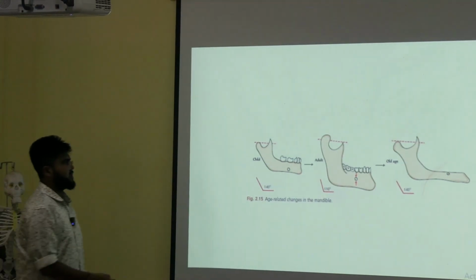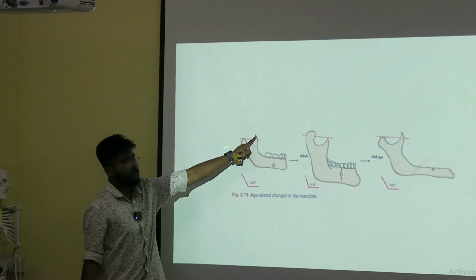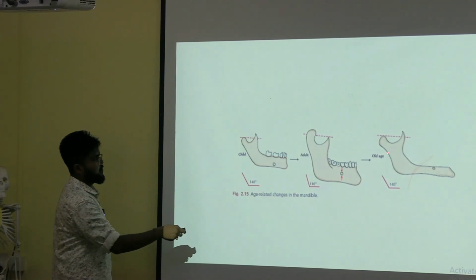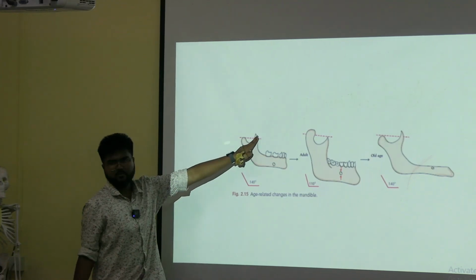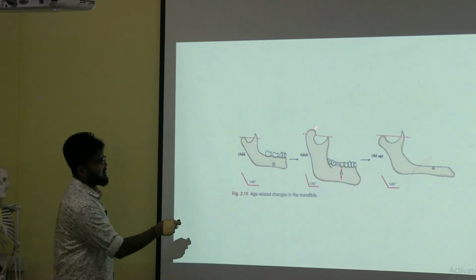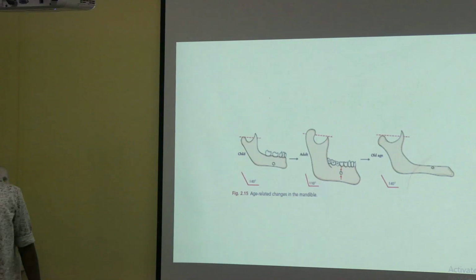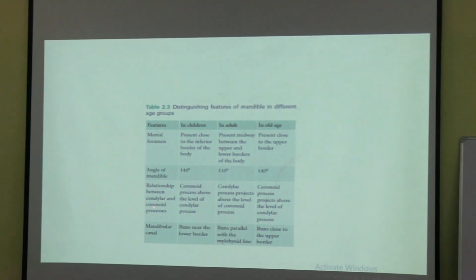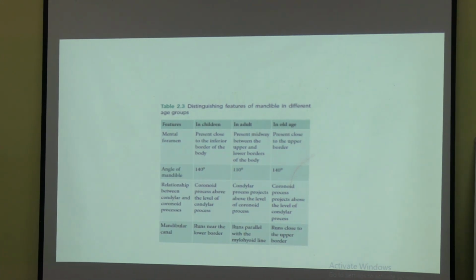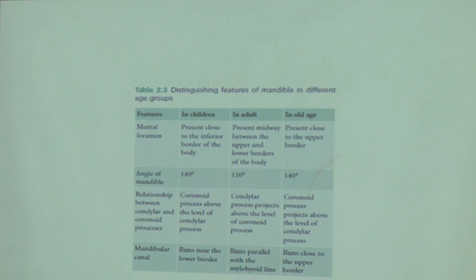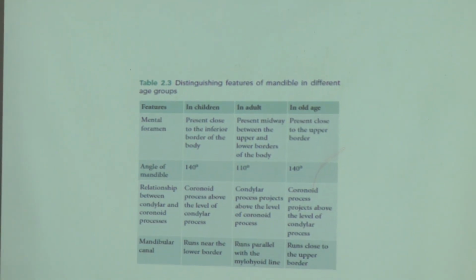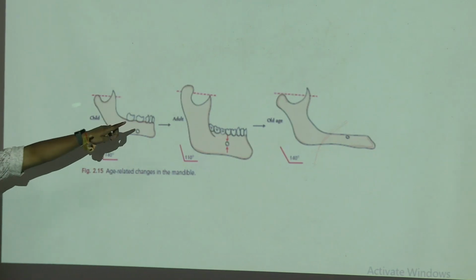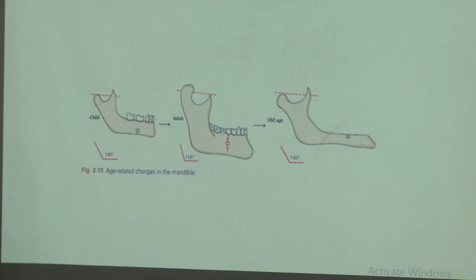Here another thing is present. This is called the coronoid process, and this is the condylar process. See the relationship between the condylar and coronoid process. In children and old age, the coronoid process is above the level of the condylar process, but in the adult, the condylar process is above.